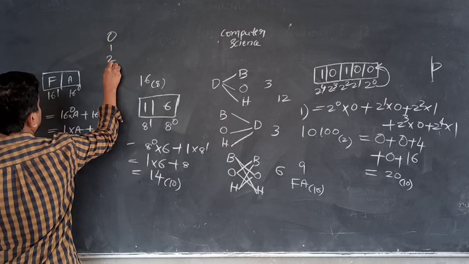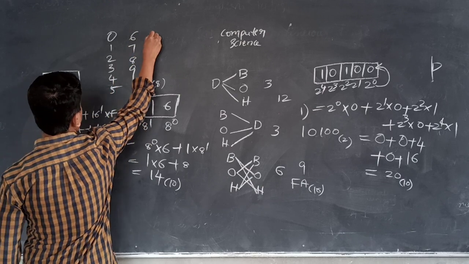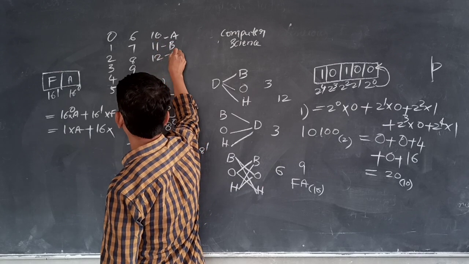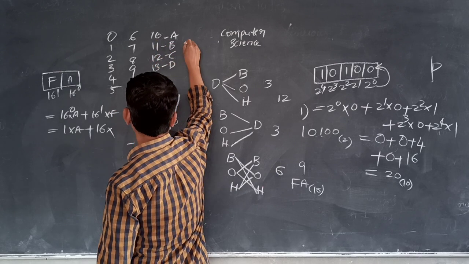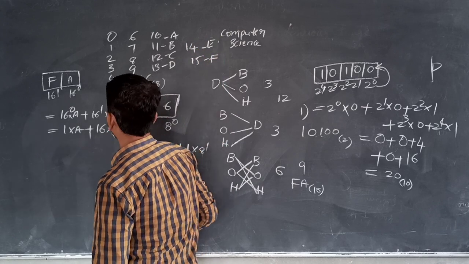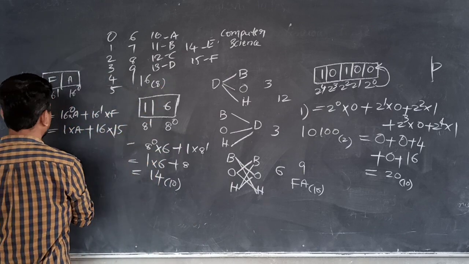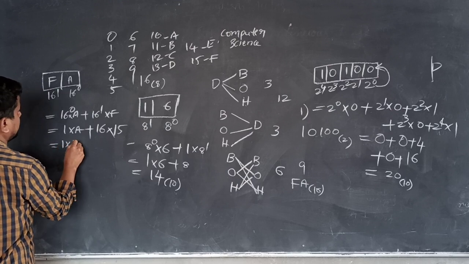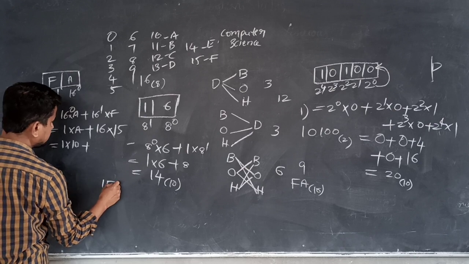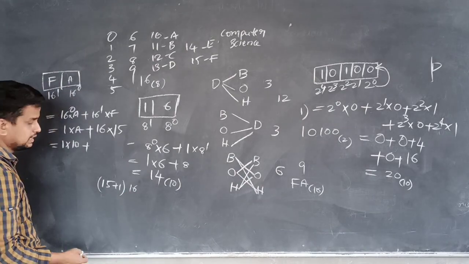0, 1, 2, 3, 4, 5, 6, 7, 8, 9. So 10 as A, 11 as B, 12 as C, 13 as D, 14 as E, 15 as F. Okay? So now 16 into F is what? 15. So 15 into 16 we have to calculate. A is 10. So how can we calculate 16 into 15? 15 plus 1 into 16. You can do it like this, otherwise use a calculator.